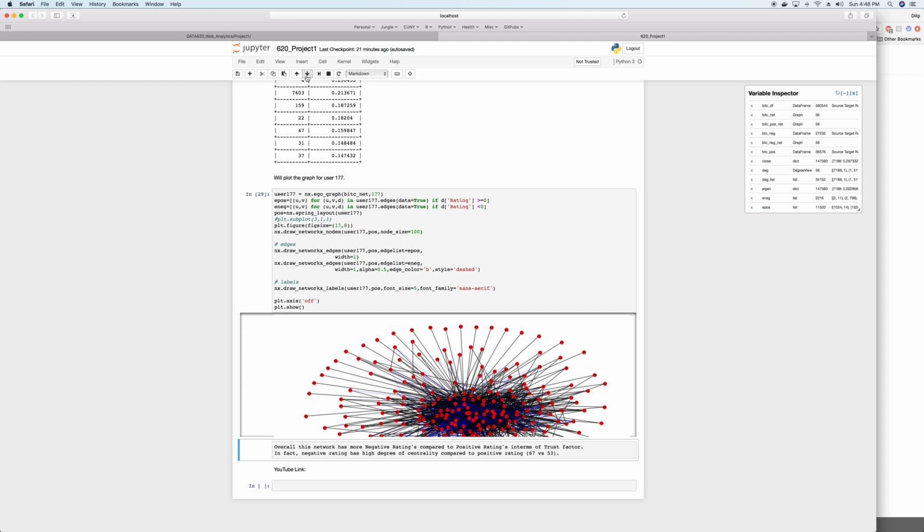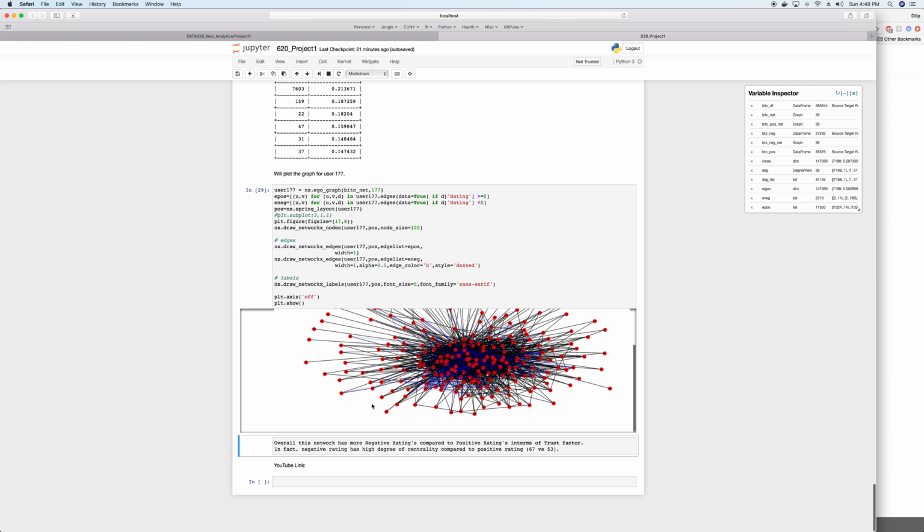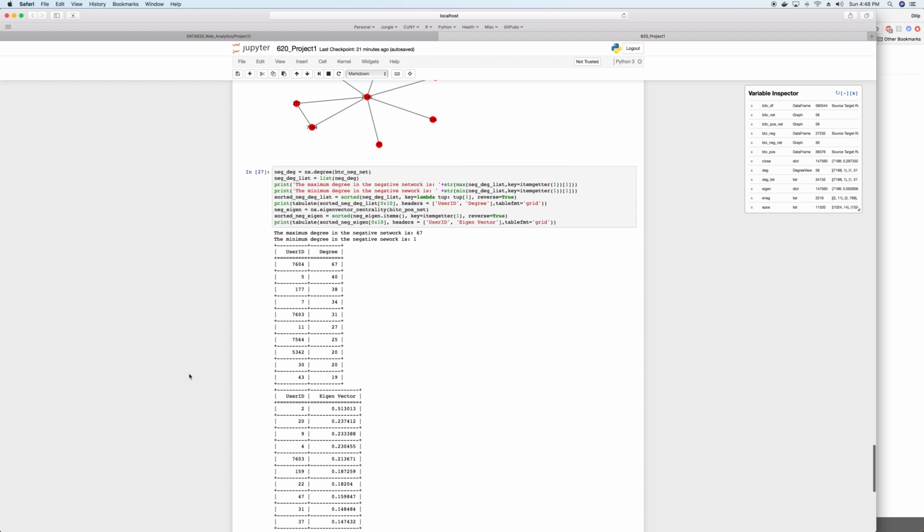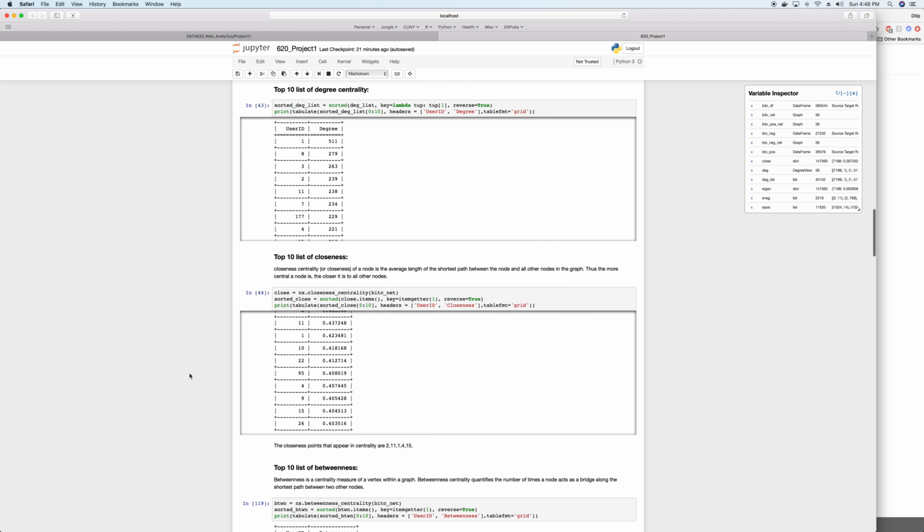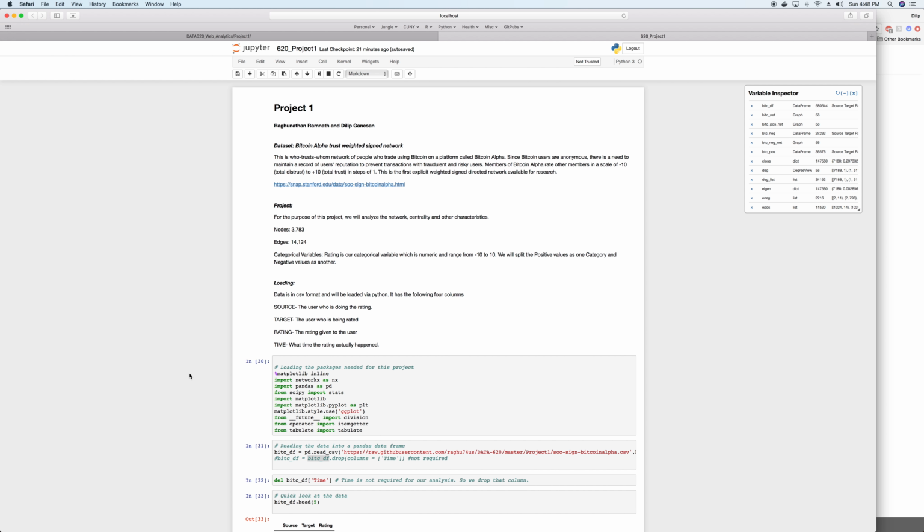And our final conclusion is this: based on the clusters that we separated, there were more negative ratings compared to positive ratings in terms of the trust factor. This is based on the cluster analysis that we separated out and provided. So that's our entire project one analysis that we have done.